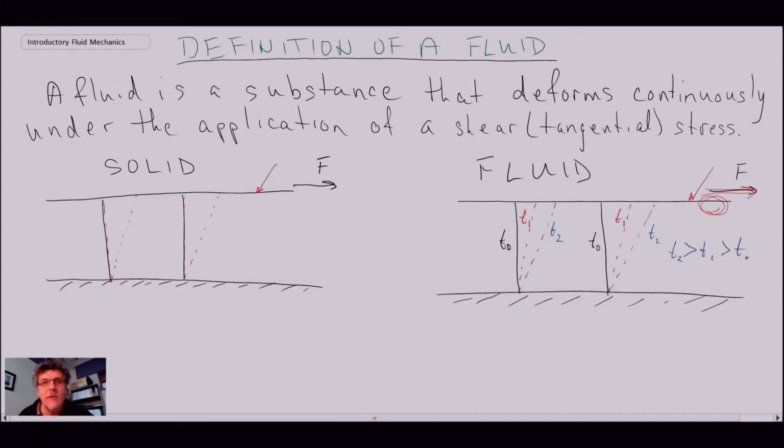So what that shows is that as we continue to apply a shear stress, or a tangential stress, to a fluid, the fluid will continue to deform. And if we were to remove this force, the fluid would remain deformed. It would not go back to the initial state as it did with the solid. So that is one of the aspects of a fluid that distinguishes it from a solid.